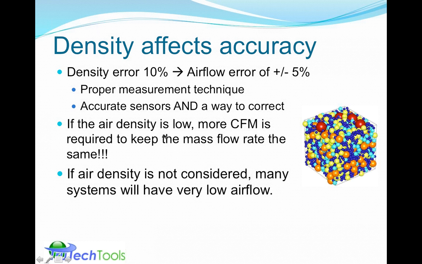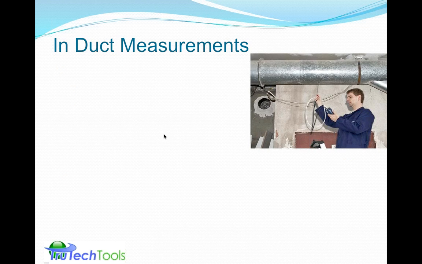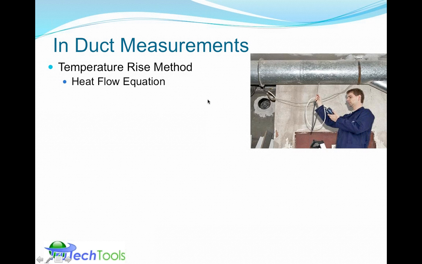So if air density isn't considered in a cooling mode, many systems have low airflow, and that's usually what's found out there in the field. Many systems have too low of an airflow setting, and it could be from that rule of thumb. I will go back and look at that rule of thumb after the session, and come back with some comments on that for the next time I present.